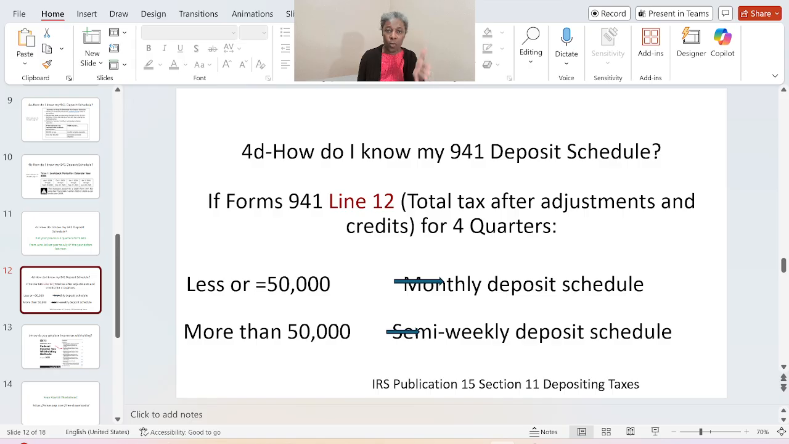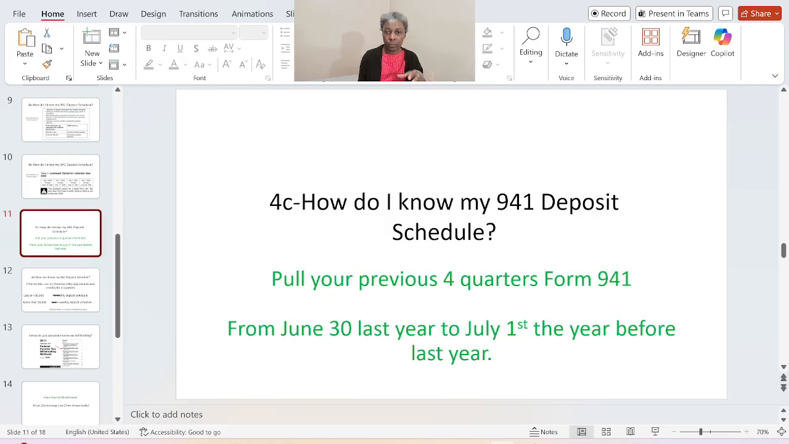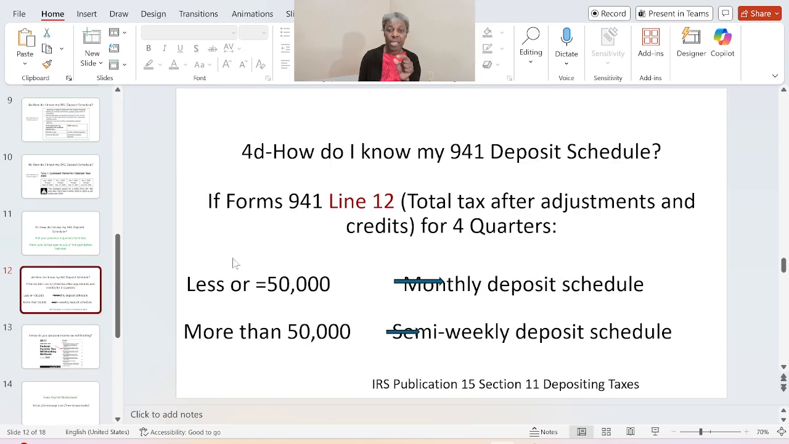limit. So for Form 941, for instance, you have that $50,000 threshold for your last 4 quarters. If your total liability for that line 12, where we have 2,598, is equal to or less than $50,000, you are a monthly depositor. If it's more than $50,000, you are a semi-weekly depositor.